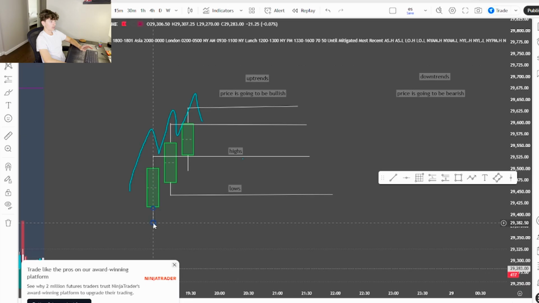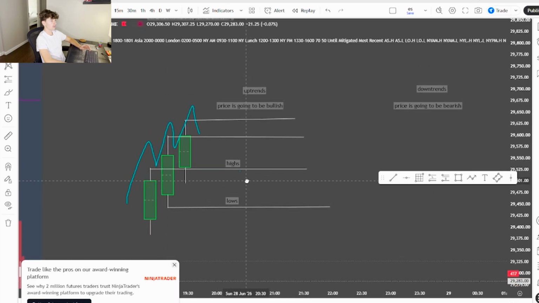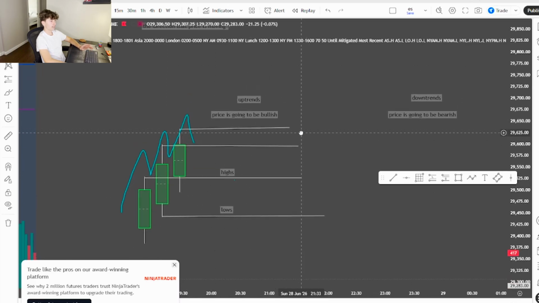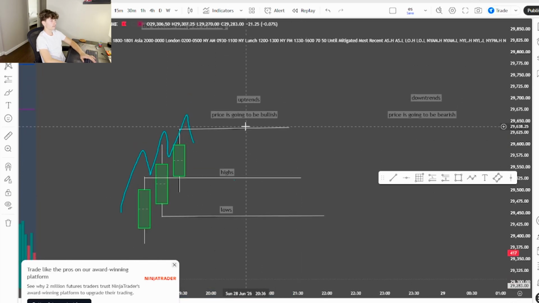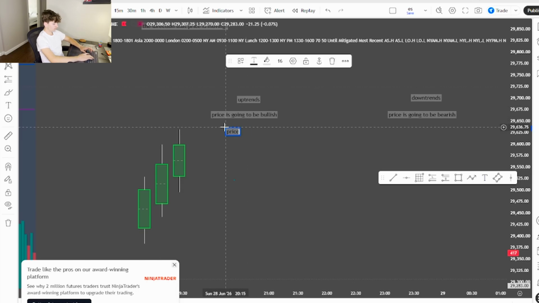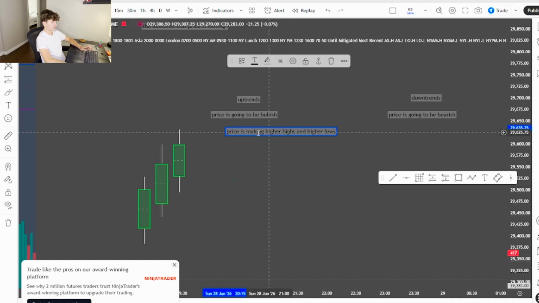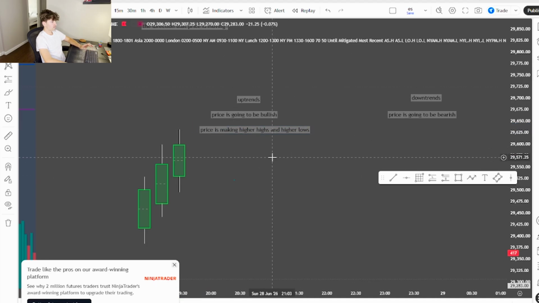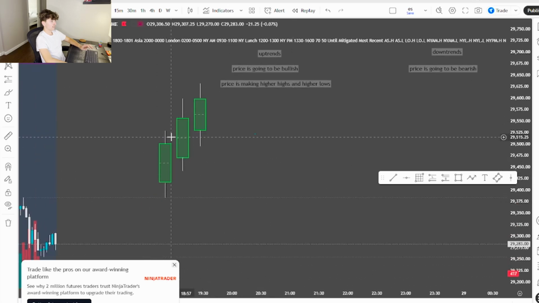So there's a low here, and then price moves, and the low is higher than the previous one, so it's a higher low. So you know in an uptrend, price is making higher highs and higher lows. Price is making higher highs and higher lows.